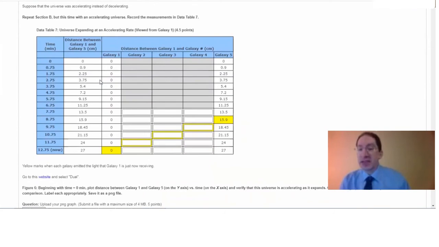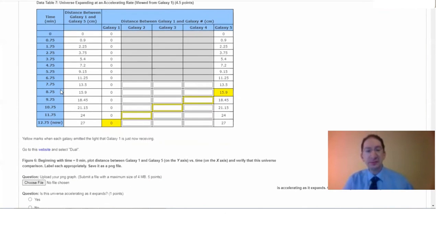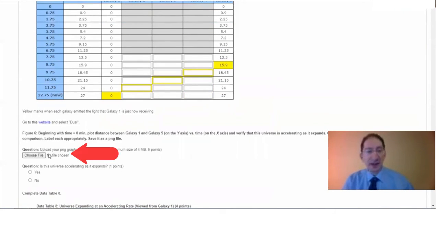Lastly, we're going to repeat the experiment with an accelerating universe. That's what we have in this table. You'll begin by making your measurements, but then you'll make a dual plot of how the distance between galaxy 1 and galaxy 5 is changing with time. And again, you'll overplot this for a constantly expanding universe, so you can compare and contrast and confirm that we are now looking at an accelerating universe. And you'll save that figure and upload it here.